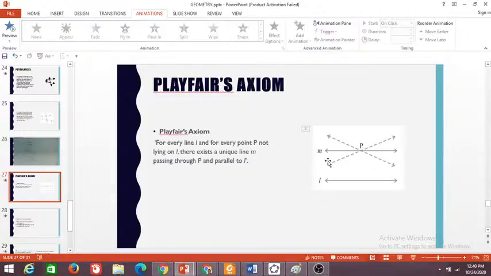Okay, Padma, sir, mic is not working. Okay, Padma, it's okay. So, let me ask. Pavan, can you tell me Playfair's axiom? What you understood? That only we need. So, Pavan. Okay, Rajeshwari.